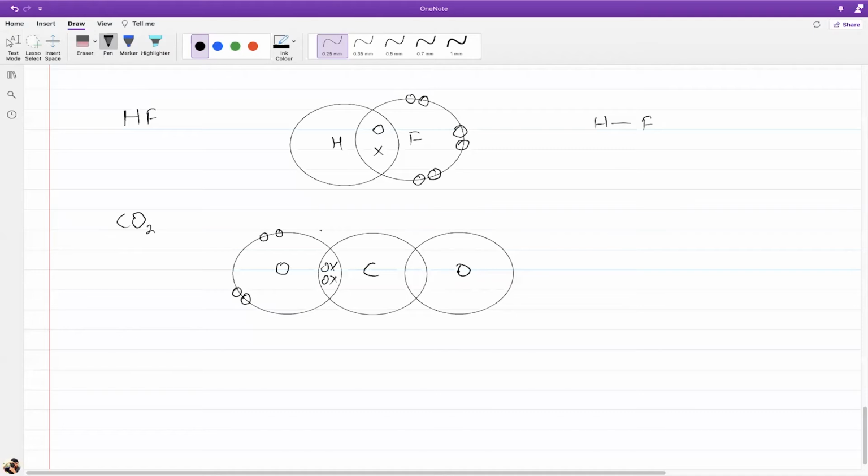Similarly, this oxygen here, it needs 2 more. So it will share 2 and 4 will be left over. And then we look at carbon. Carbon had 4. It has already shared 4. So it doesn't need to put any more. So that's it. We are done.